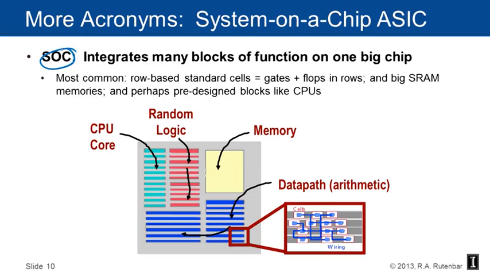A system on a chip integrates lots of blocks of function on one big chip, and most commonly what we do is we take blocks and implement functions, and we use things called standard cells, which are basically gates or flip-flops. We arrange these things in rows, we connect them with lots of layers of wires, we intersperse these things with big blocks of memory like static RAMs, SRAMs, and then inside these blocks we can implement anything we like. So we could implement some random logic, we could implement some sort of CPU core, we could implement some arithmetic function, we can do anything we want, and we mix and match these sorts of blocks to make a big system on a chip.